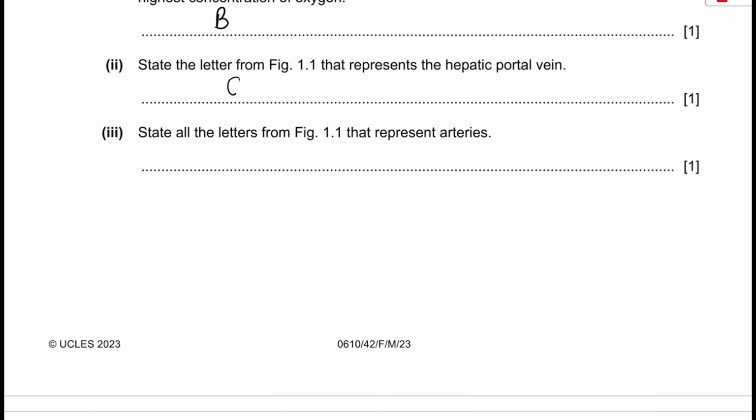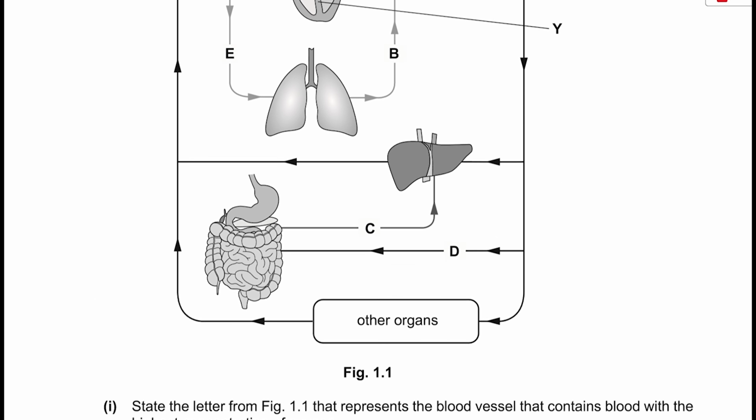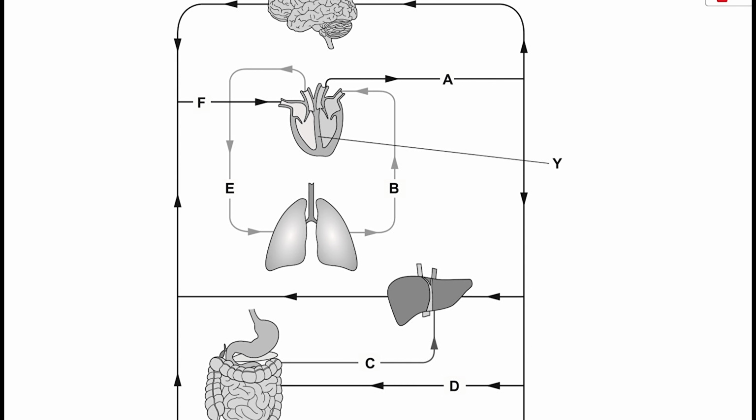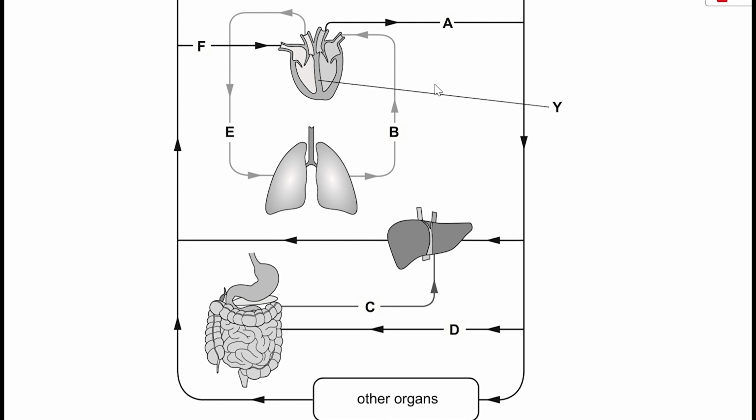Then, state all the letters that represent arteries. Arteries carry blood away from the heart. So we'll look at arrows which are pointing away from the heart, and they will be representing arteries. We have this one here, which is labeled as A. We can see it's definitely going away from the heart.